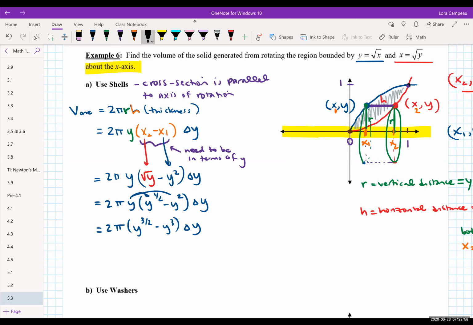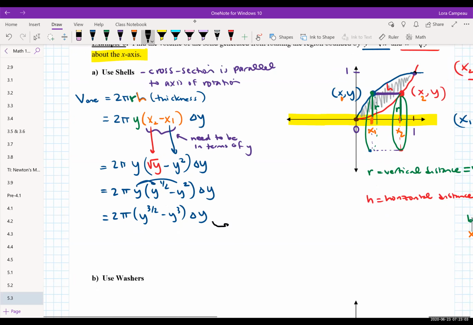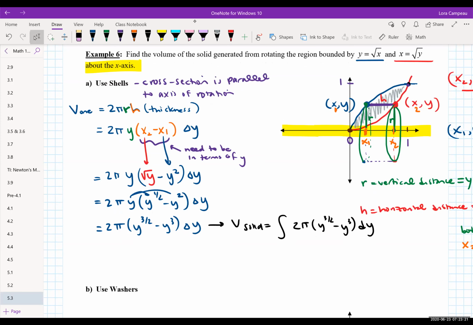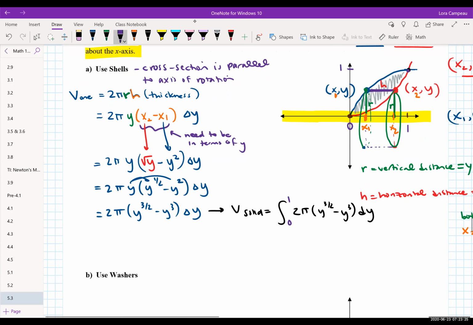So now we're ready. We're going to find the volume of the solid. So the volume of the solid, the integral, 2 pi y to the 3/2 minus y cubed with a dy. And then you're just paying attention to what are the limits of integration. In any case, whether you're integrating with respect to x or with respect to y, they still are both going from 0 to 1. So same story, no problem there.